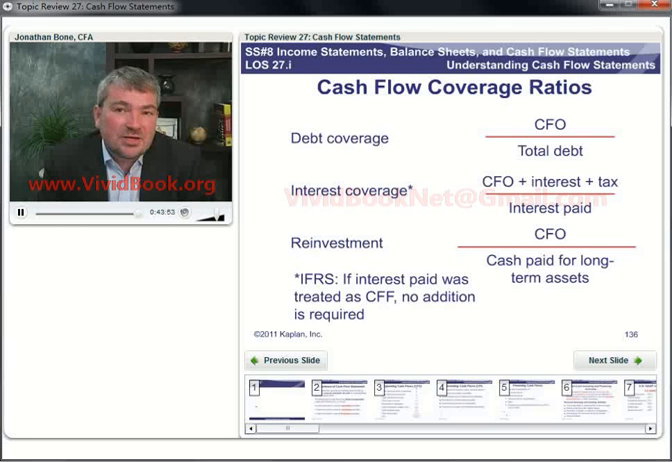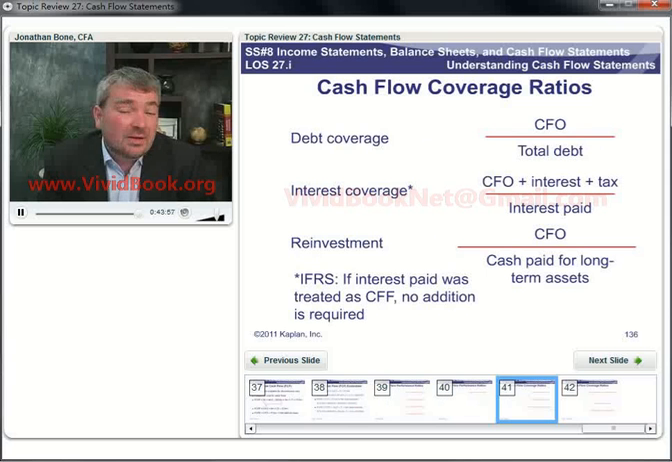Our coverage ratios: debt coverage, CFO divided by total debt. It's just really showing you what percentage of your total debt you could pay off if you were to use all of your cash flow from operations to pay down debt. Interest coverage, well, of course, normal interest coverage is EBIT over interest paid. This is just going to be the cash-based version. So take your CFO, unfortunately they deducted interest from that, so add back interest and add back tax and do it over interest paid. Okay, so it's the cash-based version of EBIT over interest.